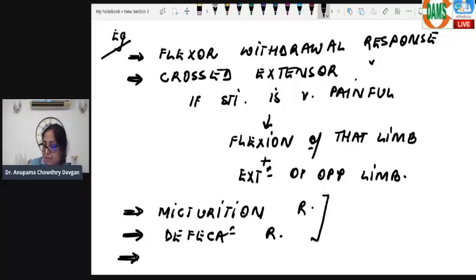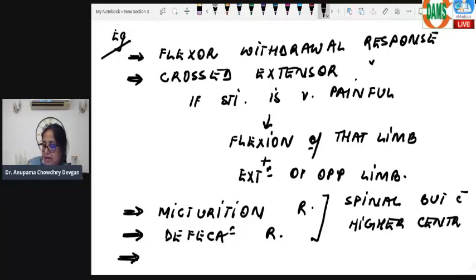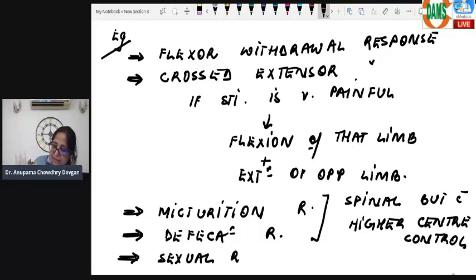Then please remember, these are spinal reflexes, but with higher center control. Higher center control means you wait for an appropriate time and place, right? So that is what is higher center control. Okay? Micturition reflex, defecation reflex, sexual responses. These are all polysynaptic and spinal reflexes, right?